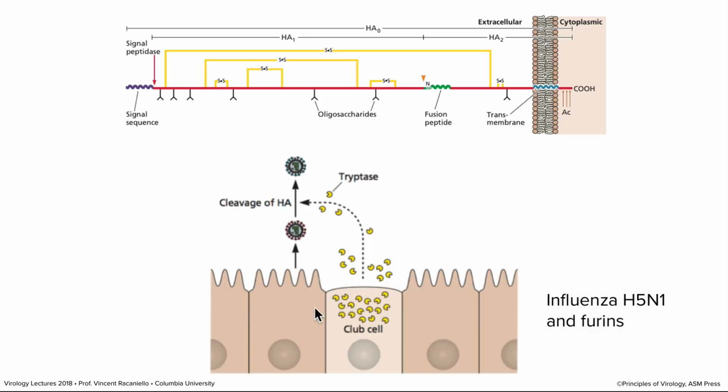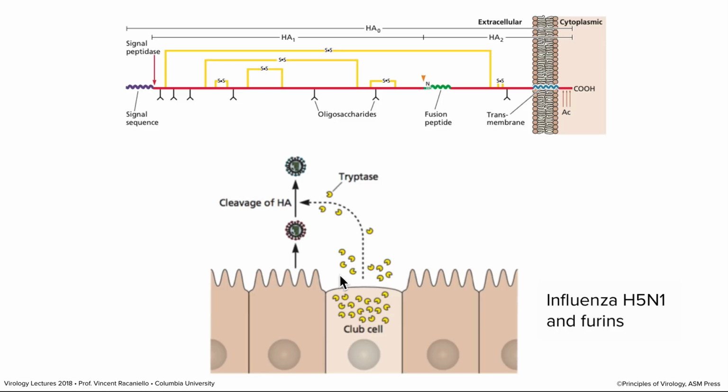However, there are cells throughout the respiratory tract called club cells that produce an enzyme, a protease or tryptase, and that tryptase is thought to cleave the HA at the N-terminus of the fusion peptide. This cleaved HA can now infect another respiratory epithelial cell. Upon lowering of pH in the endosome, the HA will fuse with the endosome and the virus infection will proceed.